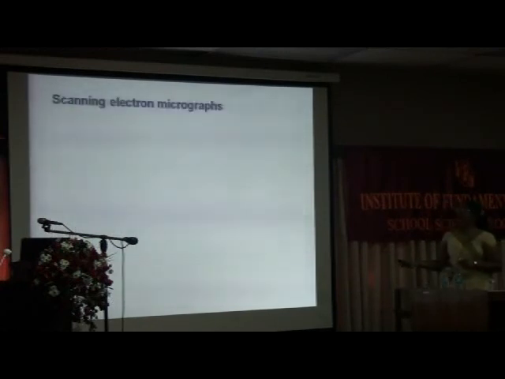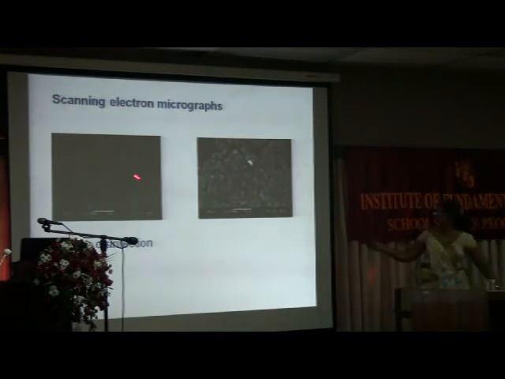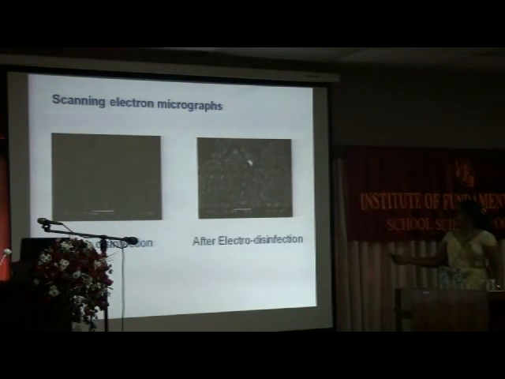Now, a few images for you, scanning electron micrographs. Can you see the difference between these 2 figures? This is E. coli before disinfection. They are very nice. Can you see this rod shape? But after electrodisinfection, what has happened? Can you see the cell is damaged? Can you see some watery material has come out?